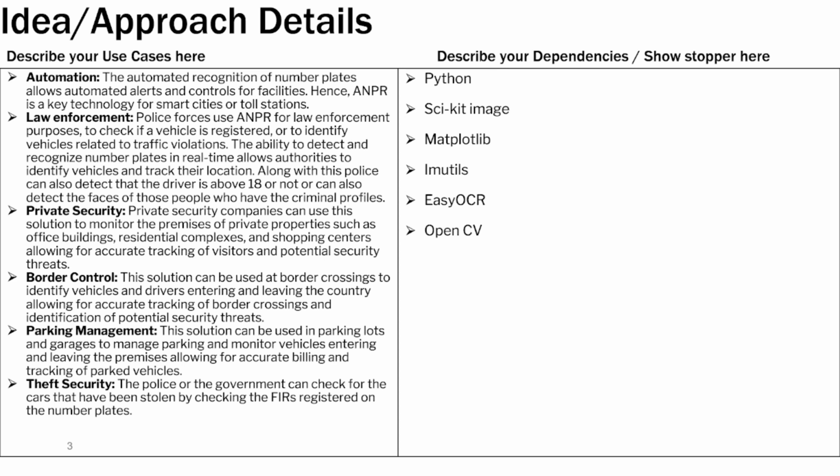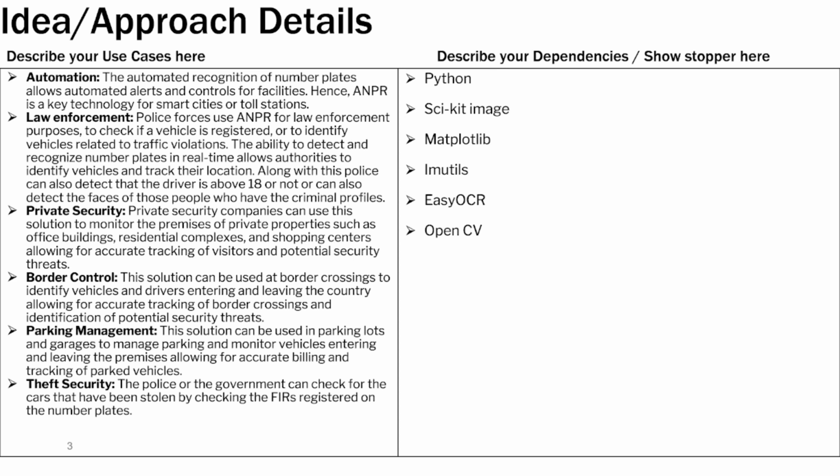Then our idea can also be implemented in law enforcement, since police forces use ANPR for law enforcement purposes to check if a vehicle is registered or to identify vehicles related to traffic violations. The ability to detect and recognize number plates in real time allows our authorities to identify vehicles and track their location. Along with this, police can also detect whether the driver is above 18 or not, and they can also detect the faces of those people who have criminal profiles. So overall, this can improve security.